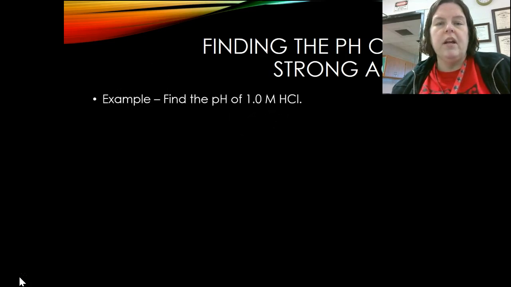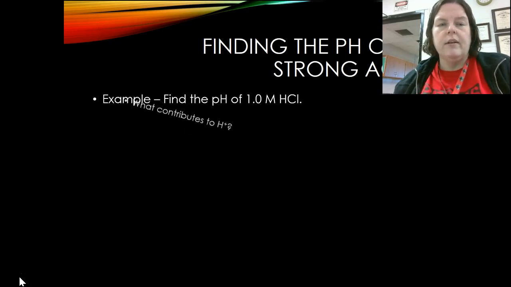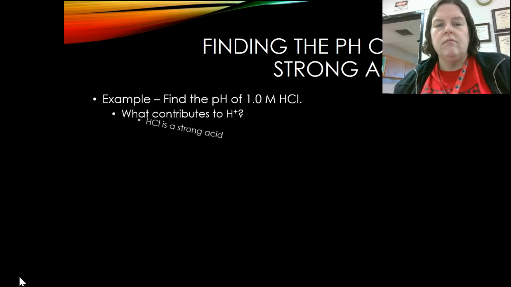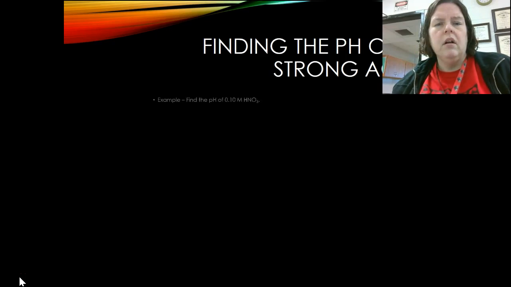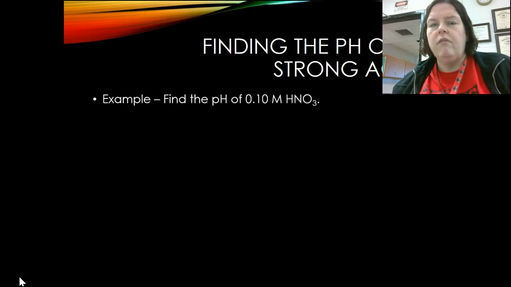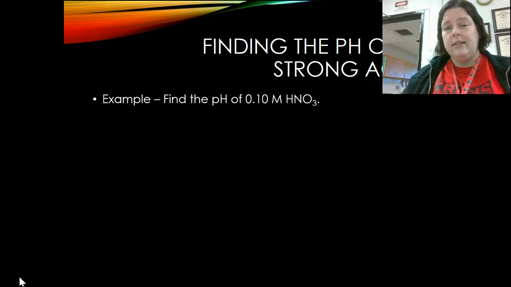So if we find the pH of 1 molar HCl, well, we know how that works, right? What contributes H plus? HCl is a strong acid. So we know the negative log of 1 gives us 0. So we have a 0 pH with 1 molar HCl. Okay, so it's pretty simple. We already knew that. Now we want to find the pH of 0.1 molar HNO3. Well, it's the same thing, right?